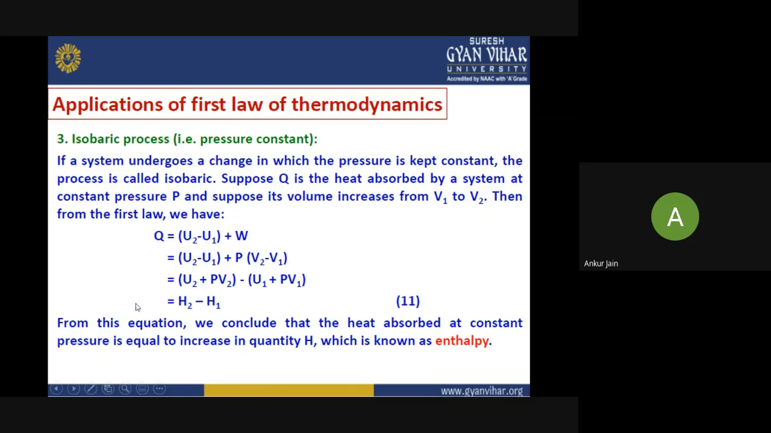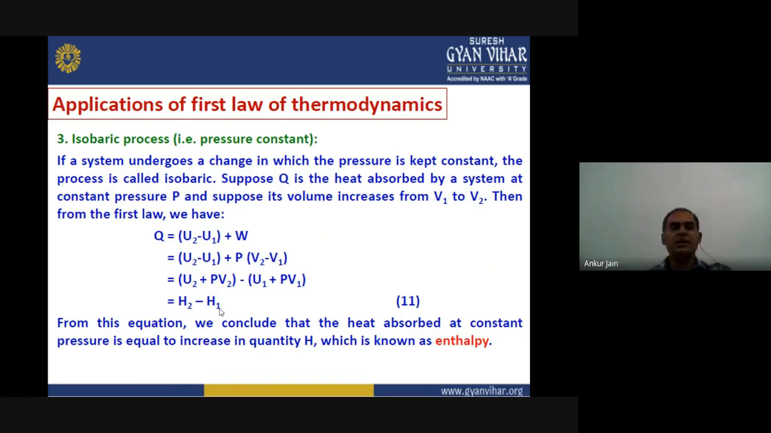From this equation, Q equals H2 minus H1, we can conclude that the total heat absorbed at constant pressure is equal to the increase in enthalpy of the system. This term is defined here as a new term. We will see it in detail in our next few lectures. Right now we can consider this is the term defined as the enthalpy of the system, and the heat supplied is equal to the increase in enthalpy of that system.